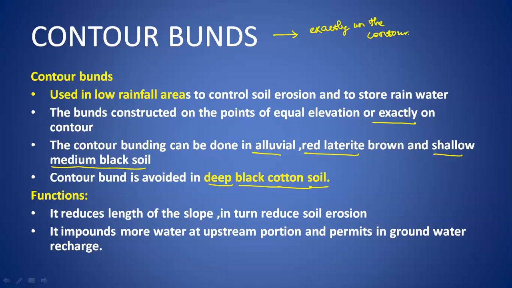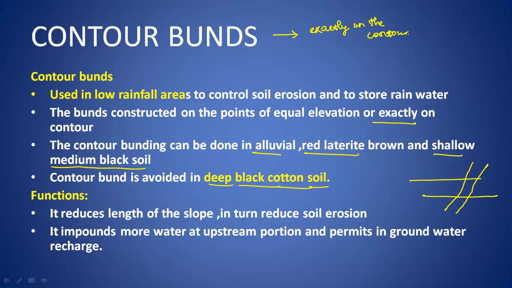The major function of contour bunds is that they reduce the length of the slope. If the length of the slope is reduced, there is a reduction in soil erosion. When the slope length is reduced, there is less runoff in the land, so automatically the soil erosion will be reduced.